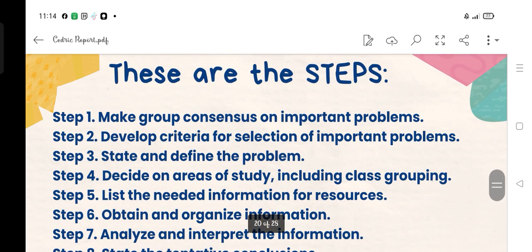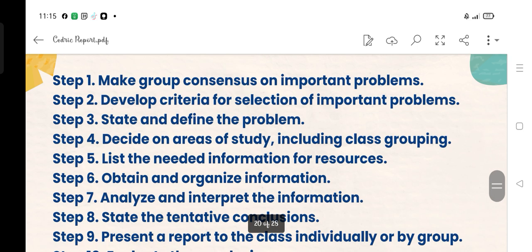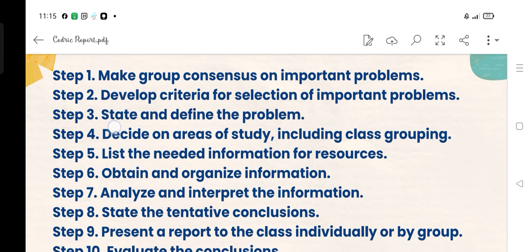So the first one is make group consensus on important problems. Step 2, develop criteria for selection of important problems. Step 3, state and define the problem. And step 4, decide on areas of study including class grouping. And then 5, list the needed information for resources. And step 6, obtain and organize information. Step 7, analyze and interpret the information. Step 8, state the tentative conclusions.